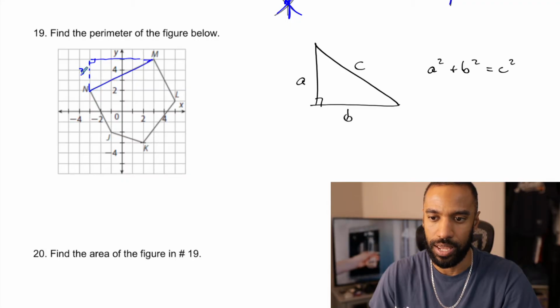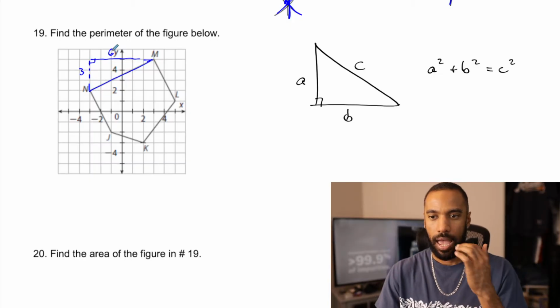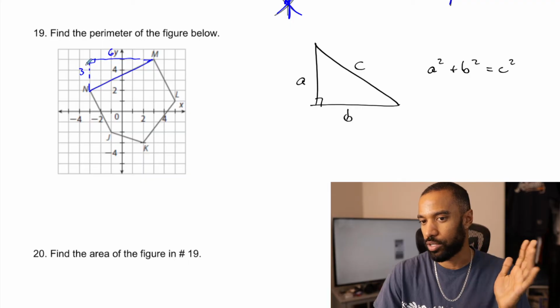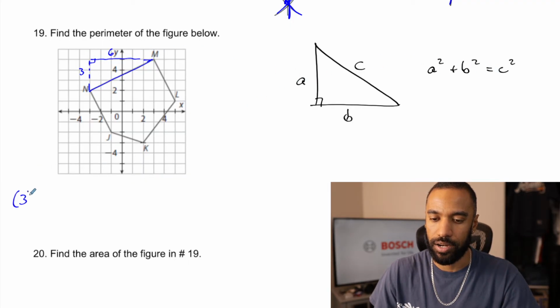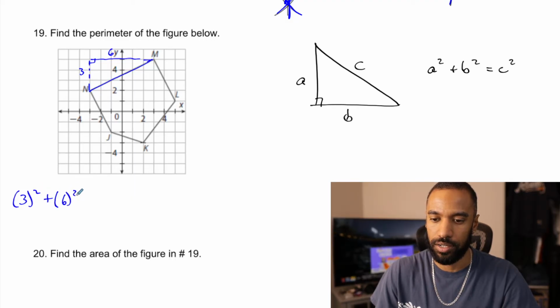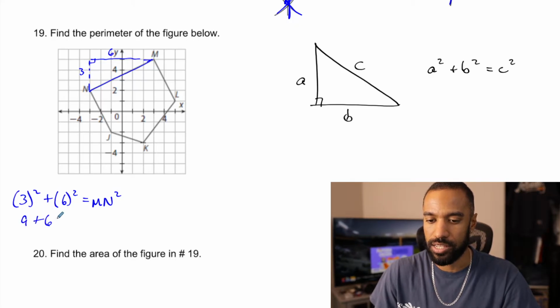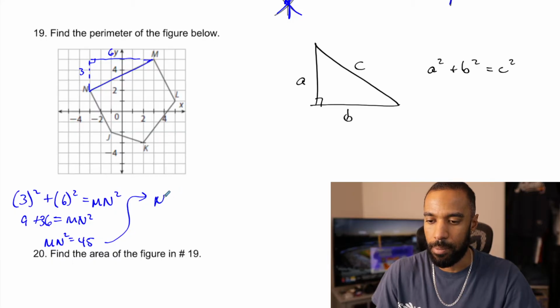And I can count this distance. This is 1, 2, 3. And this is 1, 2, 3, 4, 5, 6. This is my x1 minus x2, and this was my y1 minus y2. And I'm just going to square those the same way I would do here. So 3 squared plus 6 squared equals MN squared. 3 squared is 9. 6 squared is 36. So MN squared is 45. So MN is the square root of 45.